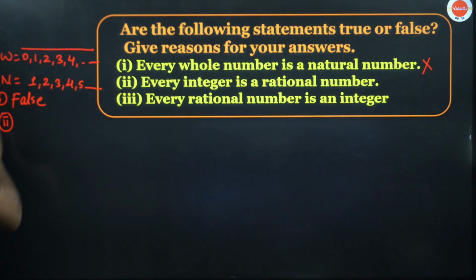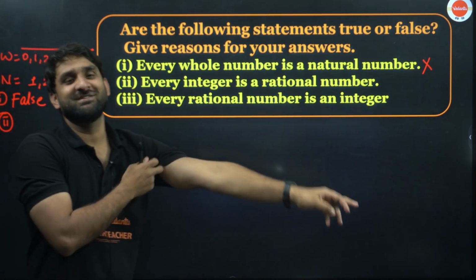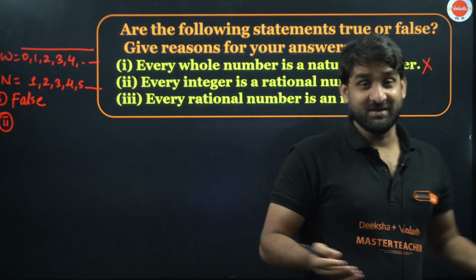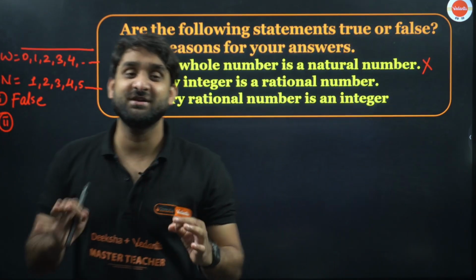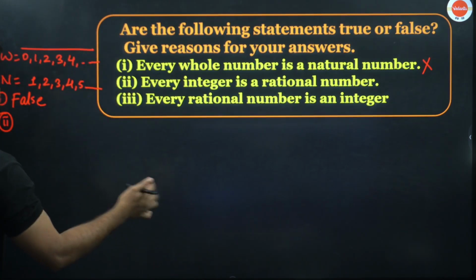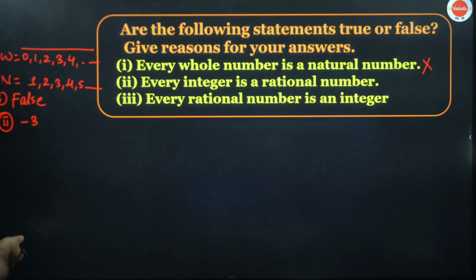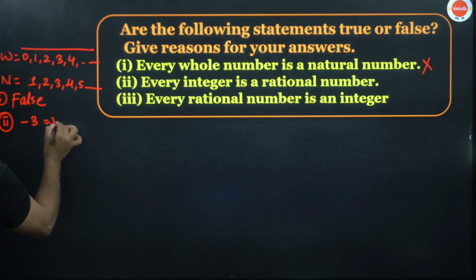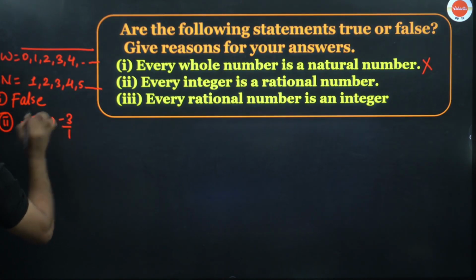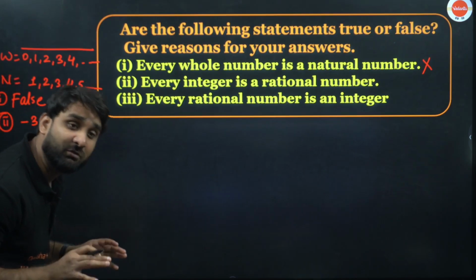Look at the second question everyone. Every integer is a rational number. Yes. This is correct. Every integer is a rational number. You can take any number. For example, minus 3. Minus 3 is an integer. Yes. Minus 3 can be written as minus 3 by 1. So this is a rational number. Yes, rational number can be in negative form also.